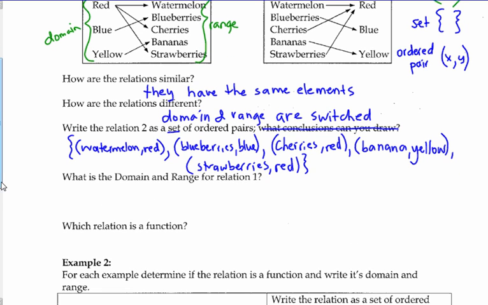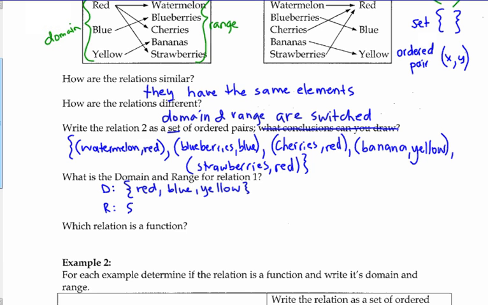All right. What is the domain and range for relation 1? So how do we write domain and range? Well, domain and range is a set. So domain is all the elements in the first set. So what are all the elements in the first set of relation 1? Red, blue, yellow. Now, red happens 3 times. Do I have to write it 3 times? No, you only have to write it once. So even though red is associated more than once, it only has to show up once. So red, comma, blue, comma, yellow.